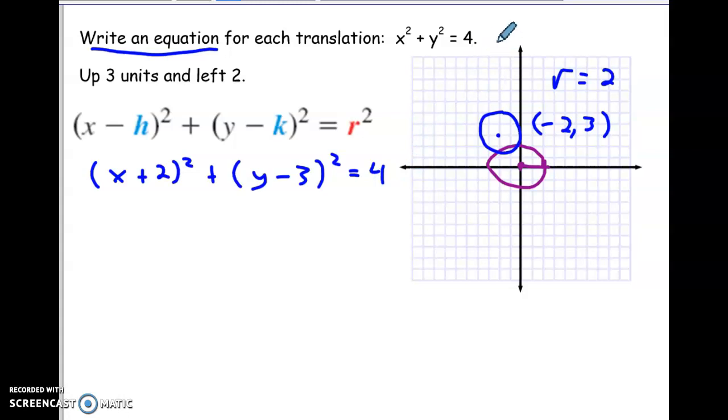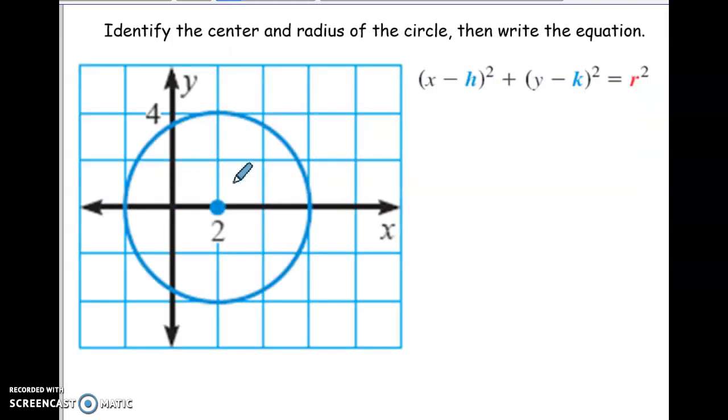I guess I should have pointed out here originally that I knew my radius was 2 because this 4 represents radius squared, so I knew my radius right away was 2. Sorry, I should have pointed that out in the beginning. All right, but here's our equation after the translation. And all these questions are just slight variations of the same thing.